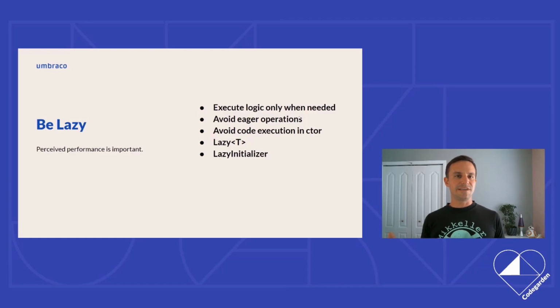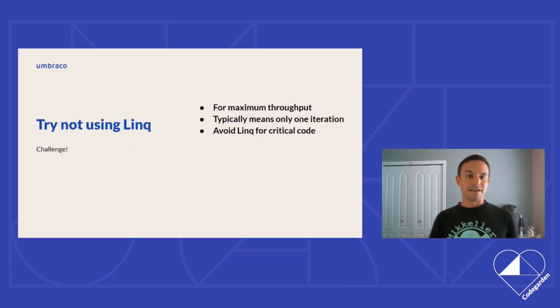So avoid eager operations. I see a lot of code that performs logical operations in a class's constructor. You should definitely try to avoid that at all costs, because you have no idea when that thing is going to be created. So there's some helper utilities you can use. Lazy T has been in .NET Framework for a long time, and same with Lazy Initializer. So have a look at those, and be a bit lazier in your code and try not to eagerly execute things.